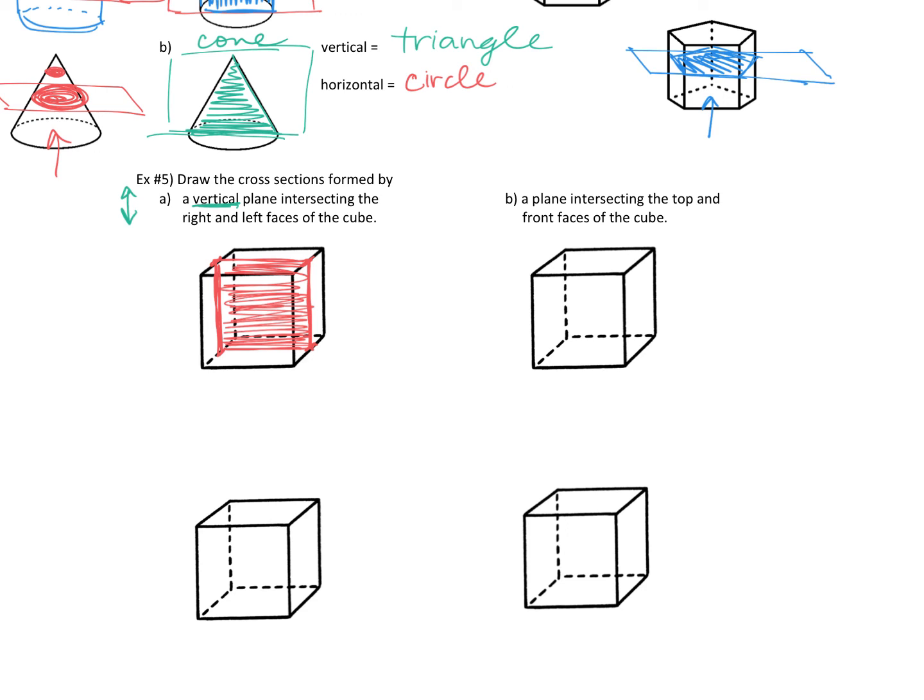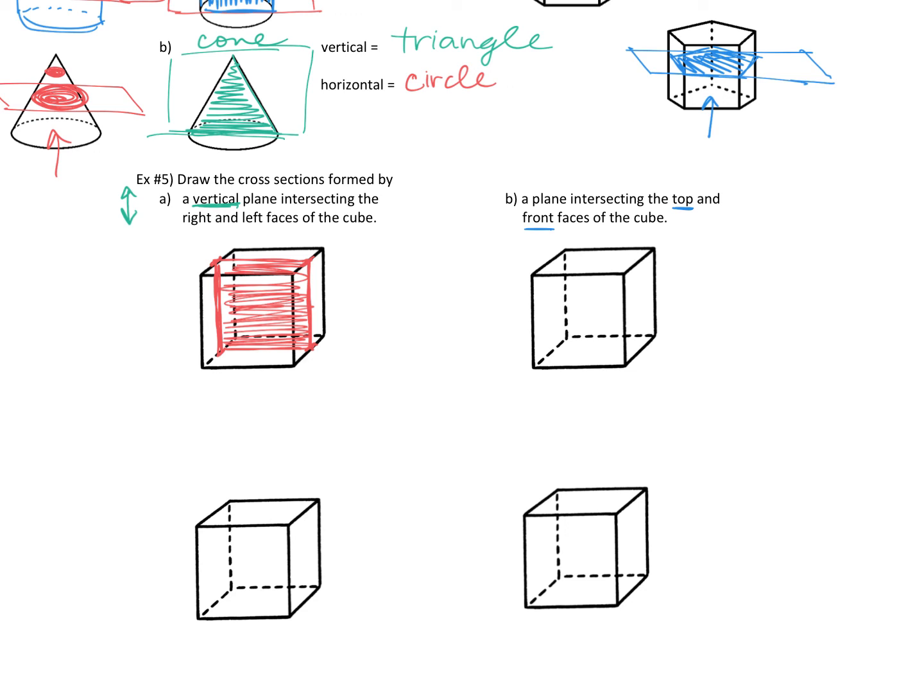Letter B. It says a plane intercepting the top and the front faces of the cube. Now this one doesn't say vertical or horizontal, but if you have to go through the top and the front, oftentimes we're trying to draw parallel lines. I'll show you a situation where we're not, but typically you're trying to draw parallel lines.